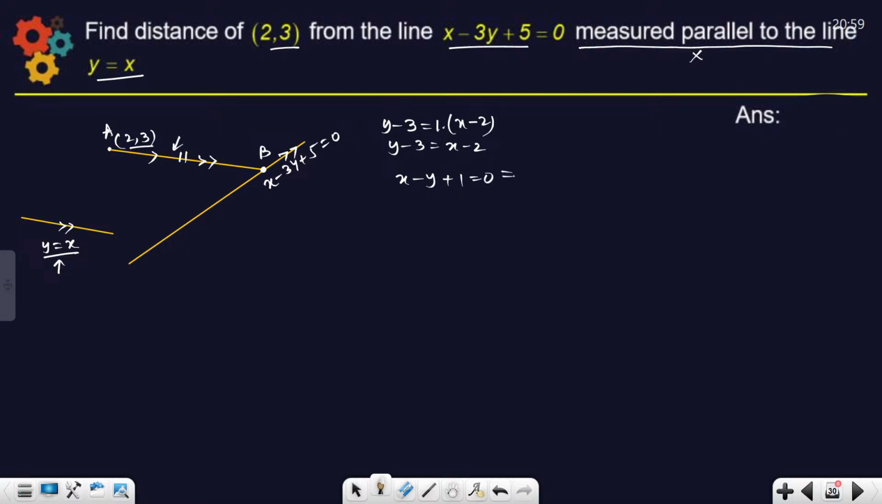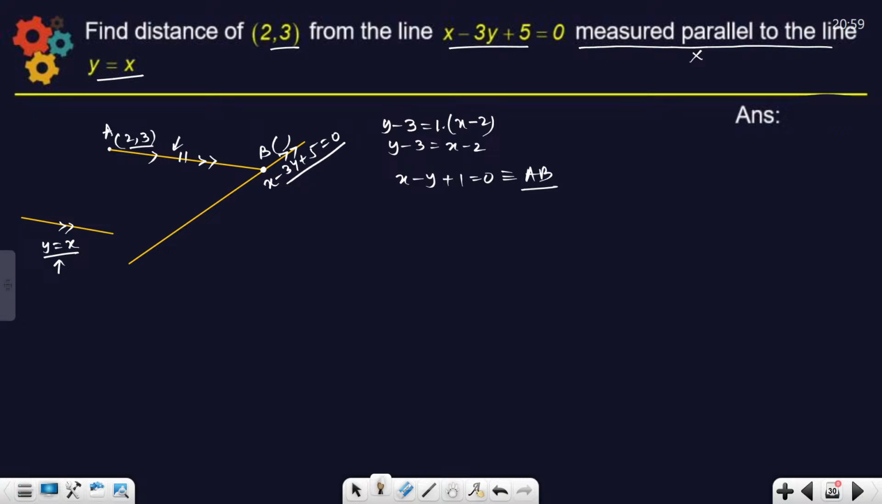This is the equation of the line AB. So simply solve AB and this equation to get the coordinate of B. And the moment you know the coordinate of B, you can easily find out the distance AB. So this is one way of doing the sum. That's okay. But the first thing that will strike my mind is that it's a question of a line passing through a point and distance is involved.